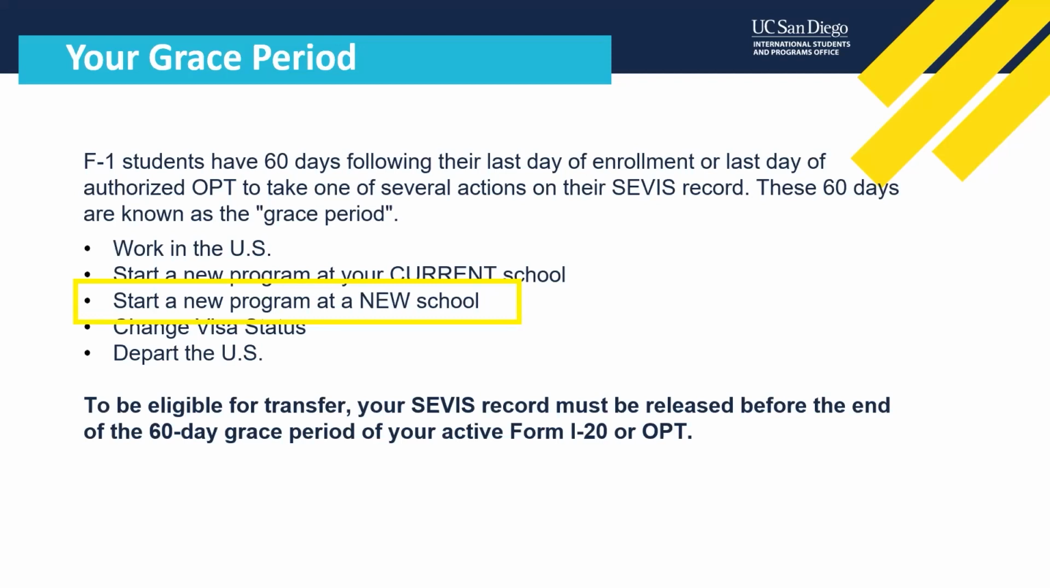In this presentation, we're talking about the action of starting a new program at a new school. This is the SEVIS transfer process. So to be eligible for SEVIS transfer, your SEVIS record must be released to UC San Diego before the end of the 60-day grace period.